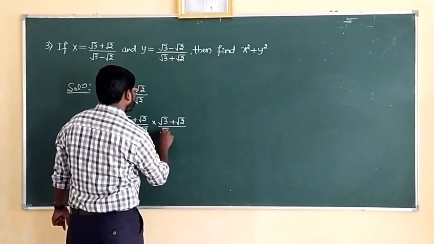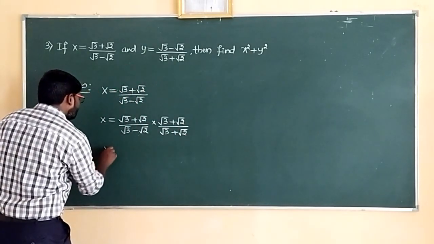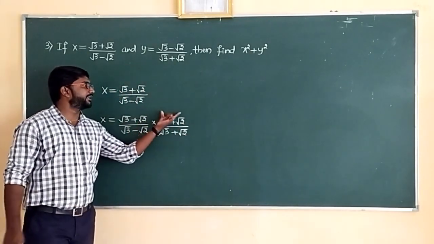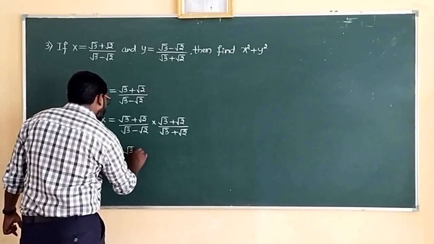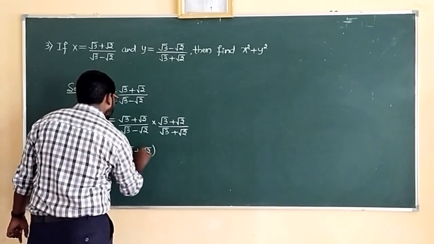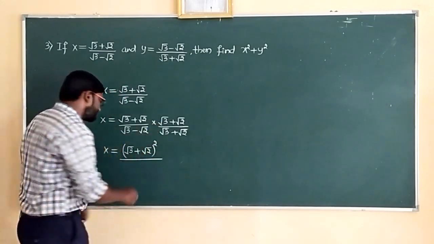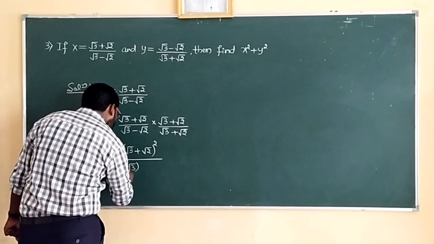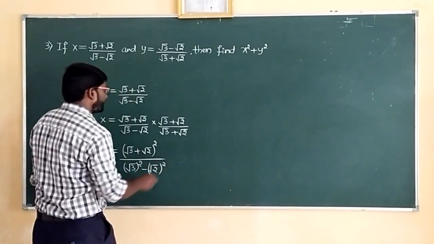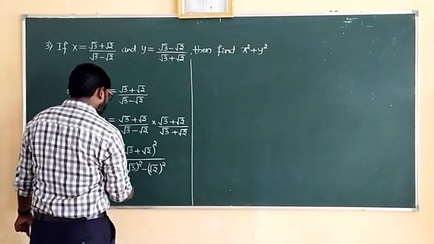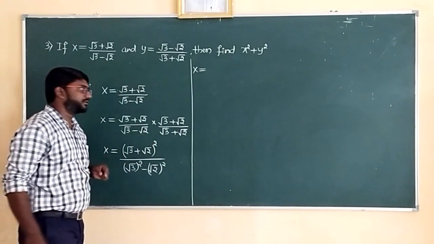So here we get root 3 plus root 2. Now x equals, the numerator is in the form of a plus b into a plus b, that is nothing but a plus b the whole square. So root 3 plus root 2 the whole square divided by a minus b into a plus b, which is a square minus b square. So root 3 square minus root 2 square. Now in the next step, the numerator is in the form of a plus b the whole square. Let us expand it.